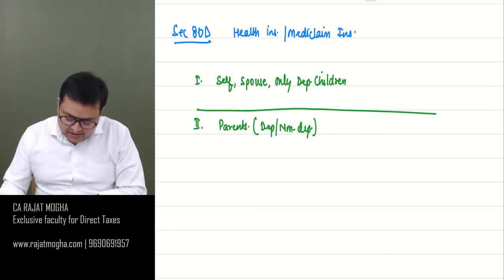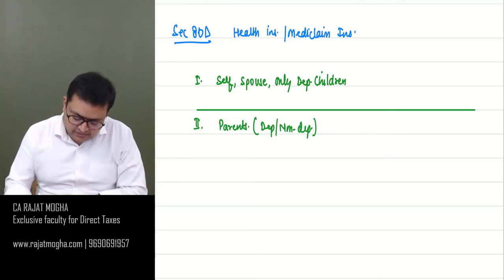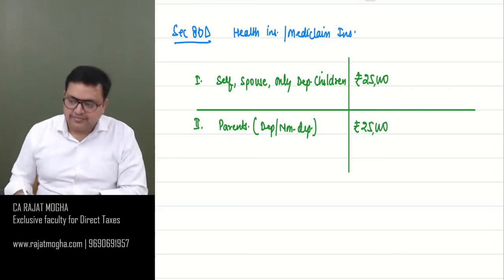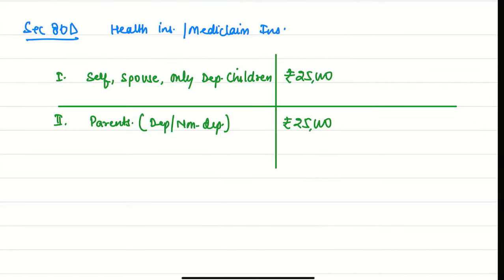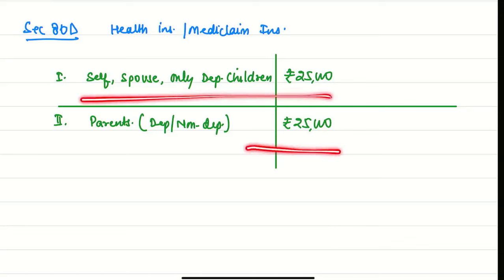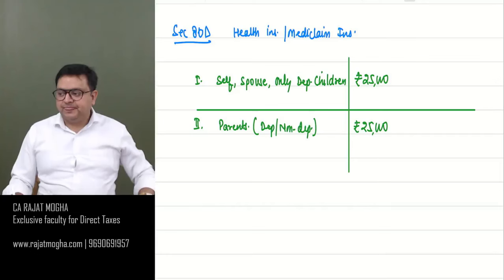Here, if we pay health insurance premium, then we will get a deduction of rupees 25,000 in this category and 25,000 in this category. So total deduction, I can say 25,000 here, 25,000 here, 50,000 rupees. We can get it.